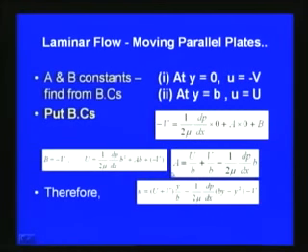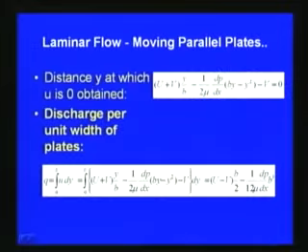As we have discussed earlier, once we get the expression for velocity, we can find the flow between the plates by integrating between 0 to b, and we can also find the shear stress by taking a derivative of the velocity and then using Newton's law. So, the velocity is known, and you can also see that the distance y at which u is equal to 0 is obtained.